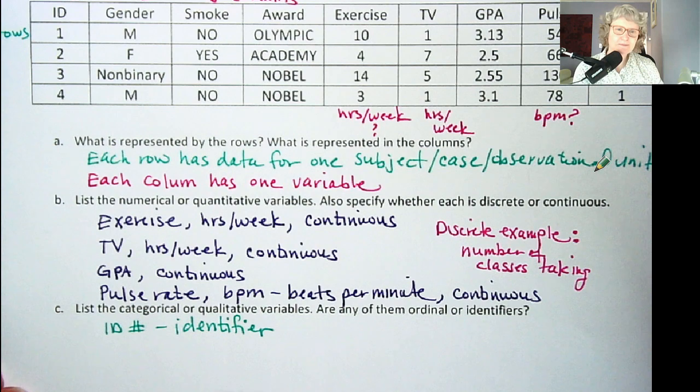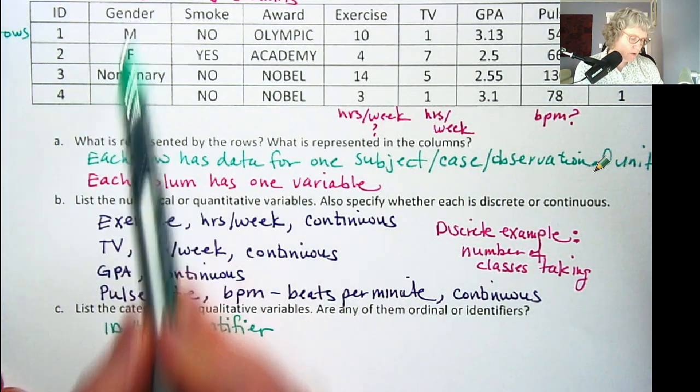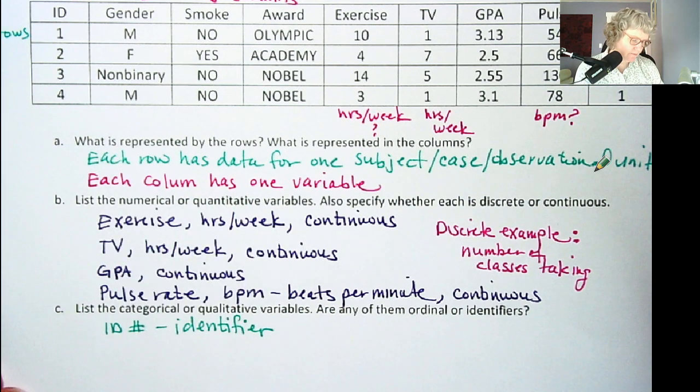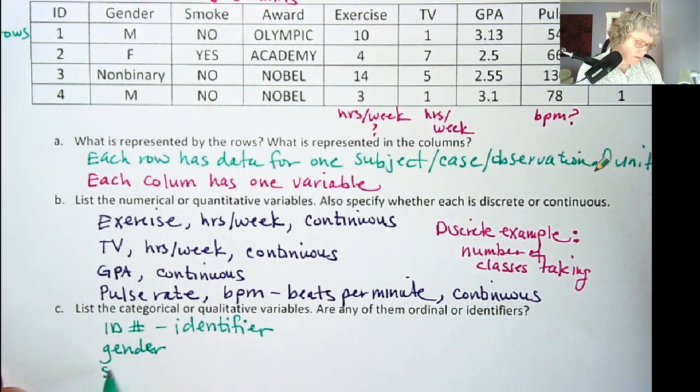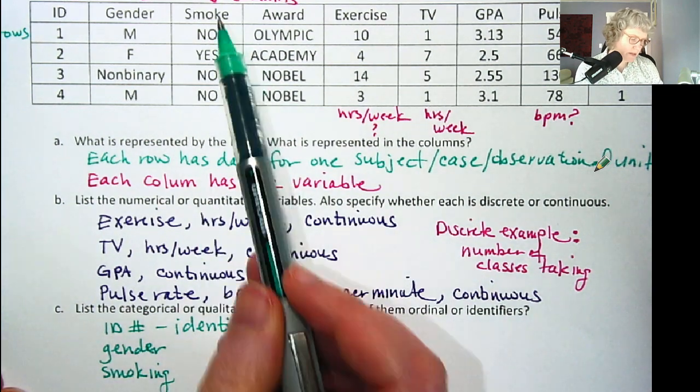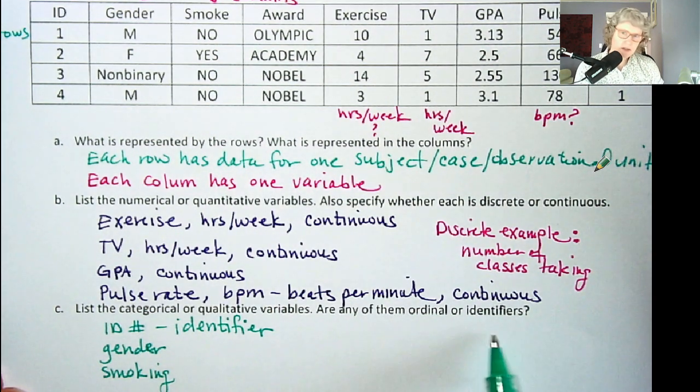I think we are. Okay, so then the next categorical or qualitative variable is gender. And that is not ordinal. There's no order to genders. And it's also not an identifier. I wouldn't know who the person was. Smoking: whether someone smokes or not, yes or no. That also wouldn't identify them, and it's not ordinal.